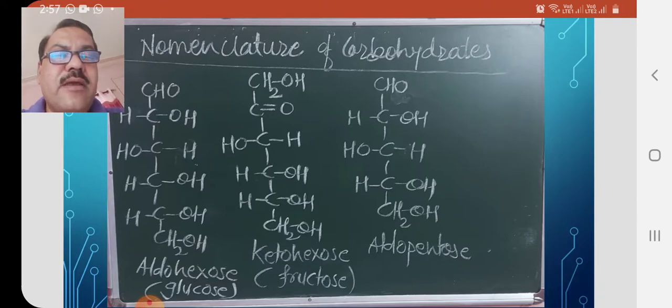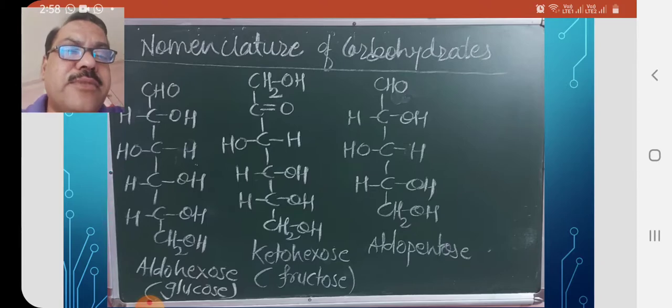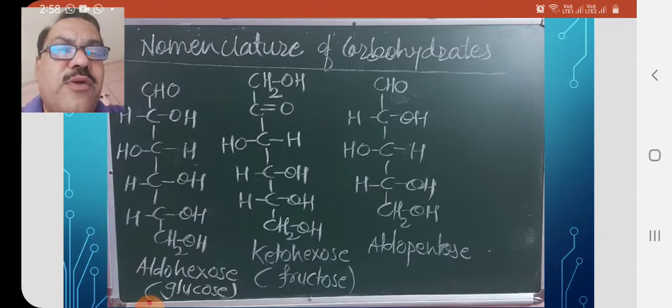Similarly, the second structure is fructose. You can see there is a C double bond O group, that is, there is a ketonic group, and if you count the molecular formula, there are 6 carbon atoms, 12 hydrogen atoms and 6 oxygen atoms. So glucose and fructose are isomers of each other.